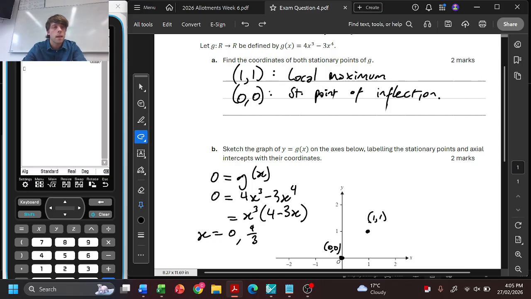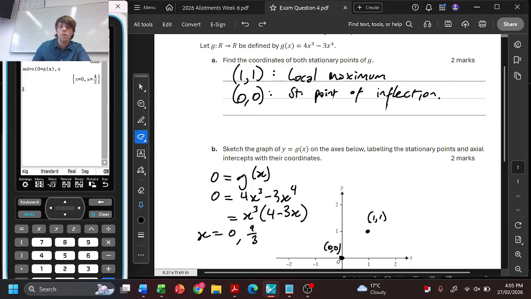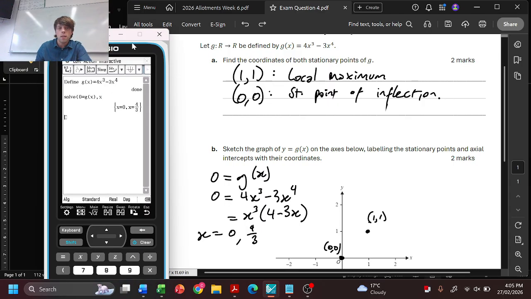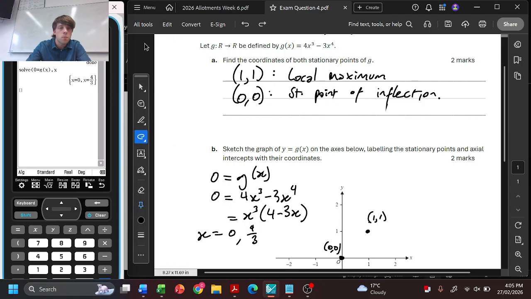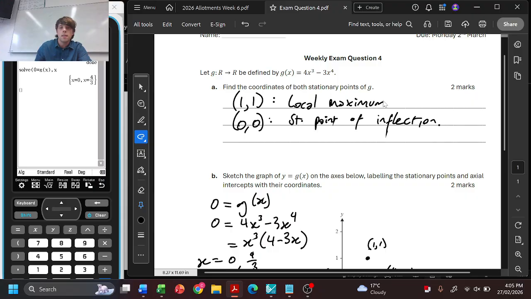Or we can just jump over to our CAS calculator. We can go Action, Advanced Solve, and we can go solve for 0 equals g of x, comma x. Gives us our answers. So 4/3 and 0. So let's put them in here. We have our 0, also happens to be a stationary point of inflection, and also now we have 4/3, 0. Okay, so those are our points that we need to know about. Fantastic. All right, so now we need to go about sketching this. Now, this function here, we can see it's got a negative leading coefficient.